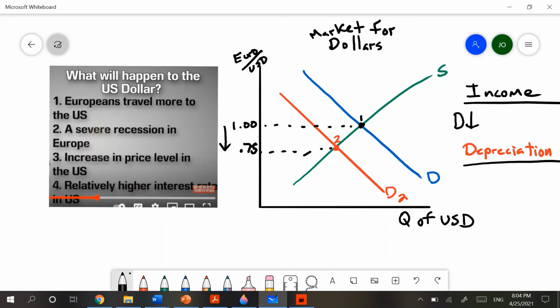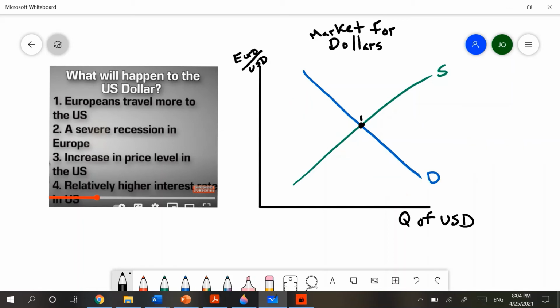Notice that in examples 1 and number 2, and even number 3, which I'll let you do on your own, there were only single shifts. Let's go into example number 4 and see how double shifts work in the market for dollars. So again, example number 4 has to do with the interest rate differentials. We talked about it in the graph above.